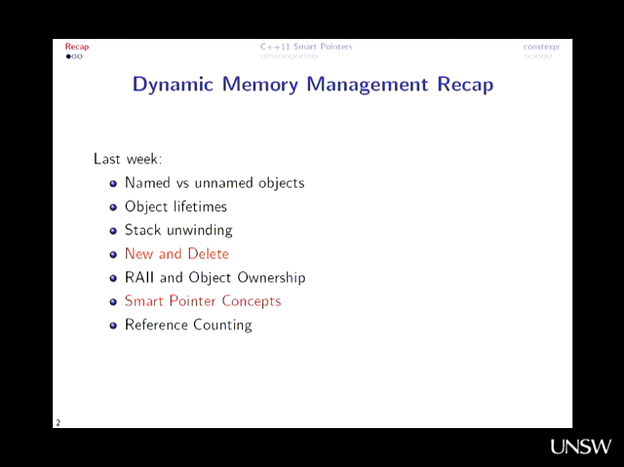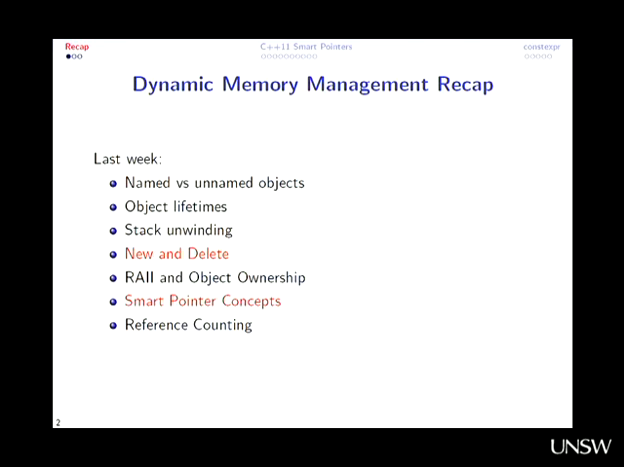Okay, so let's recap on where we were. Last week we looked at the idea of named and unnamed objects. We looked at object lifetimes. We looked at stack unwinding and the concept of exception handling. We looked at new and delete in terms of creating and deleting unnamed objects on the heap. We looked at the concept of resource allocation as initialization and object ownership. And we looked at, particularly on Thursday, how you go about building a smart pointer.